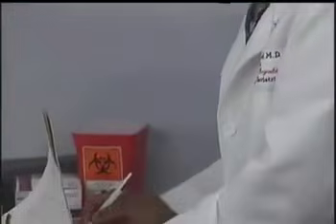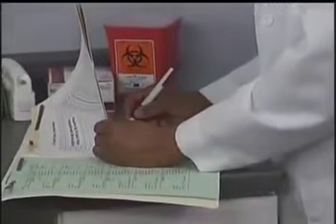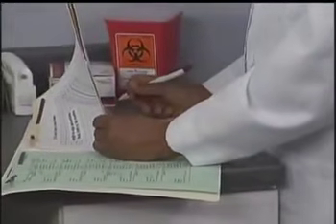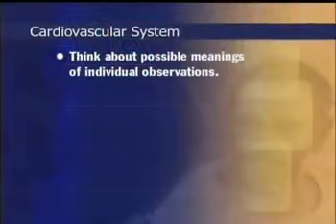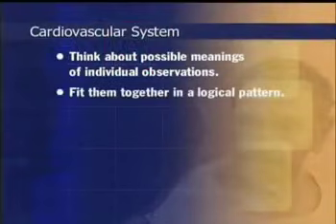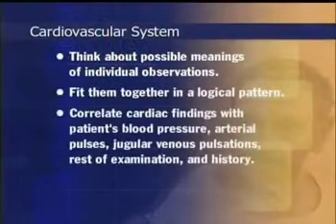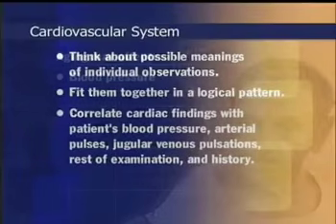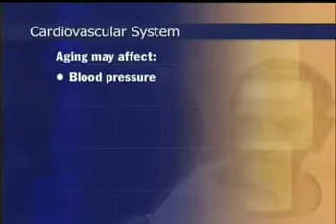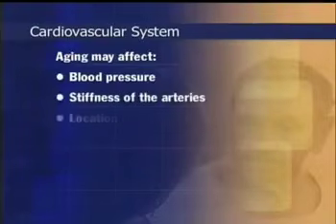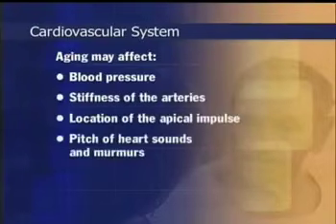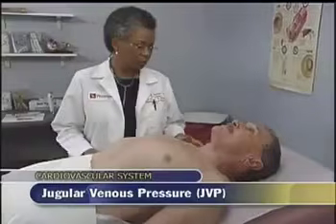With the patient supine, begin the cardiac examination. A good cardiovascular examination requires more than observation. You must think about the possible meanings of your individual observations, fit them together in a logical pattern, and correlate your cardiac findings with the patient's blood pressure, arterial pulses, jugular venous pulsations, the rest of your examination, and the patient's history. Aging may affect the location of the blood pressure and stiffness of the arteries, the apical impulse, and the pitch of heart sounds and murmurs.